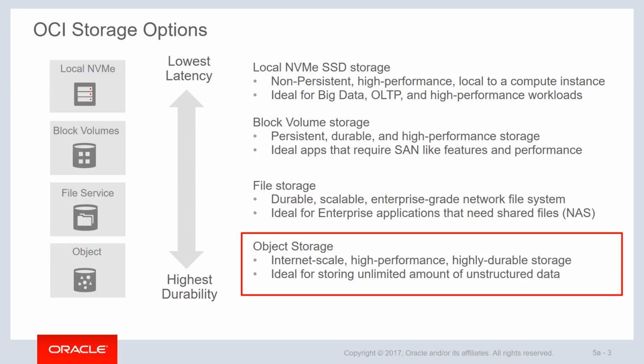If we take a look at our storage matrix here that we looked at earlier as well, we'll find that object storage is at the highest durability end of our measurement spectrum. Object storage is internet scale, high performance, highly durable storage. It's ideal for storing unlimited amounts of unstructured data in the cloud.